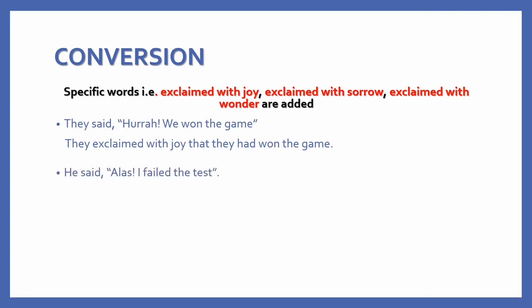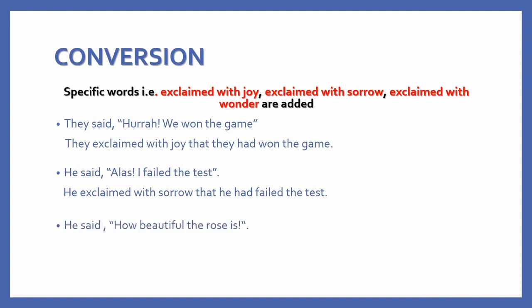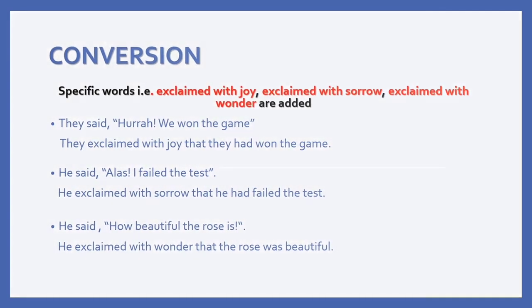He said, "Alas, I failed the test." Since it's expressing sorrow, it becomes, he exclaimed with sorrow that he had failed the test. He said, "How beautiful the flower is." It becomes, he exclaimed with wonder that the flower was beautiful. In this example, the reported speech is first converted into assertive and then the speech is changed.